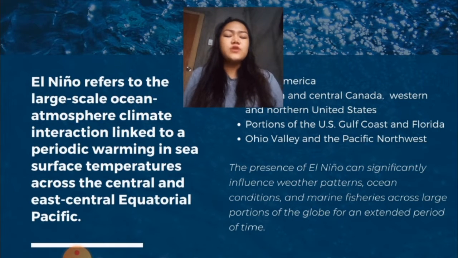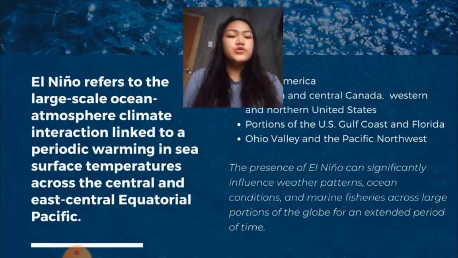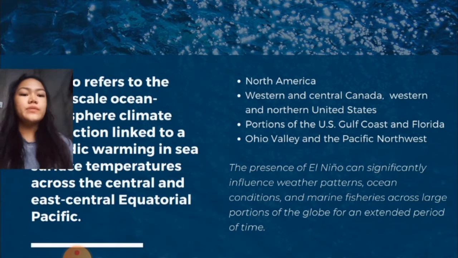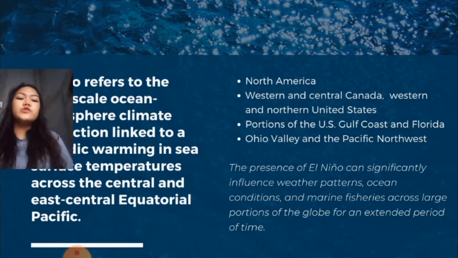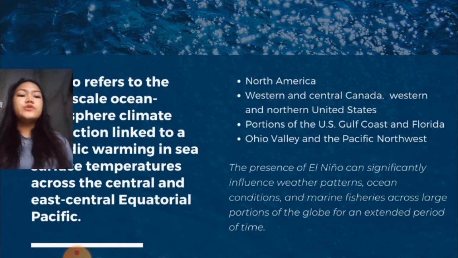So the effects of El Nino are likely to develop over North America during the upcoming winter season. Those include warmer than average temperatures over western and central Canada and over the western and northern United States. Wetter than average conditions are likely over portions of the US Gulf Coast and Florida, while drier than average conditions can be expected in the Ohio Valley and the Pacific Northwest.